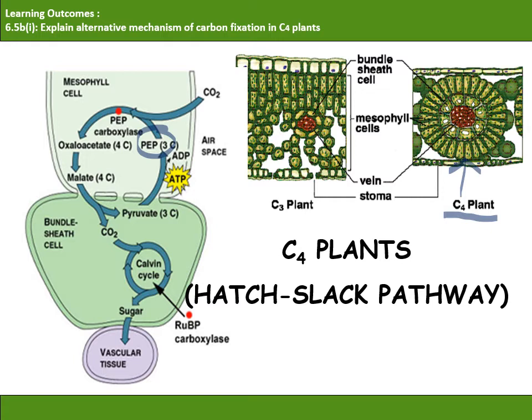Here is the structure of the mesophyll cells located surrounding the bundle sheath cells, and they have chloroplasts, for the C4 plant leaf. If you compare with C3 plants, C3 plants do not have Kranz anatomy leaf.